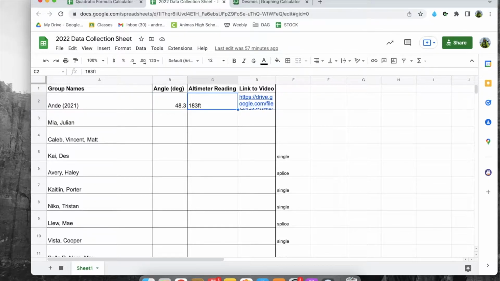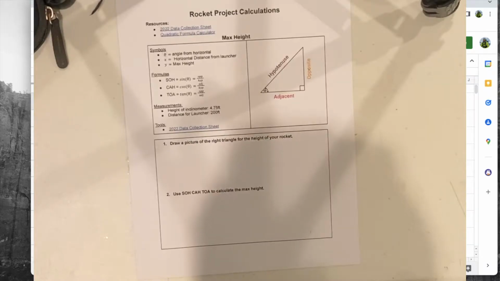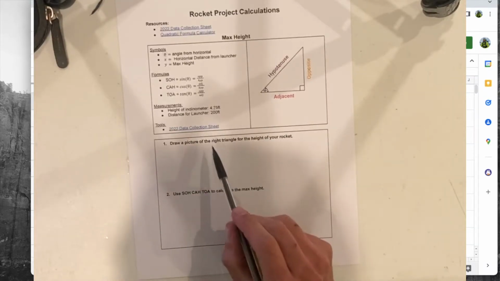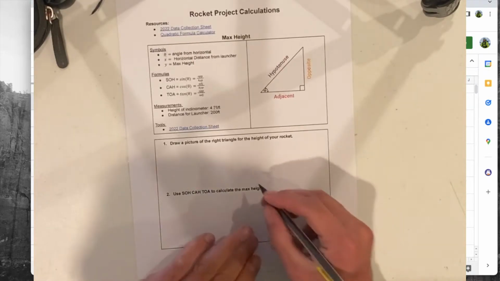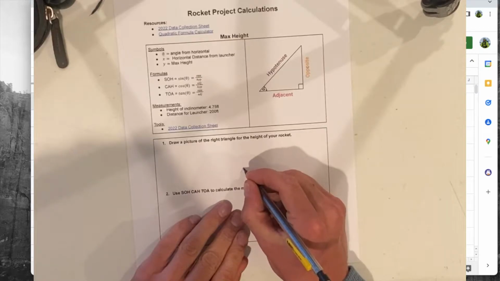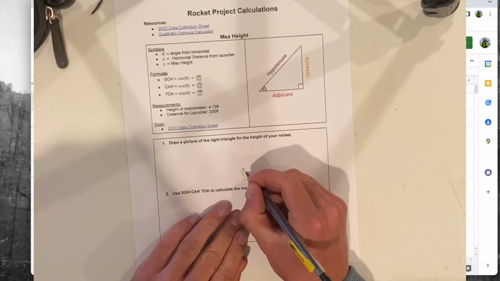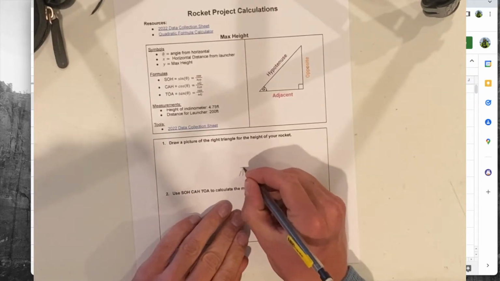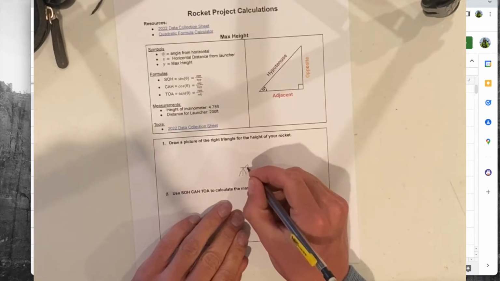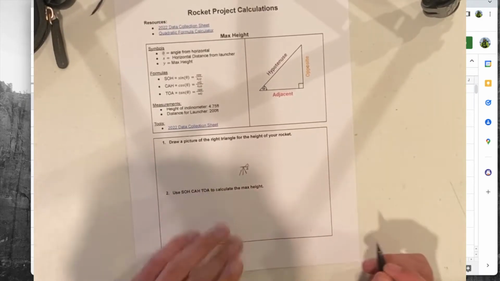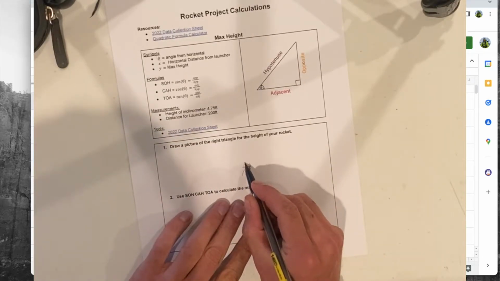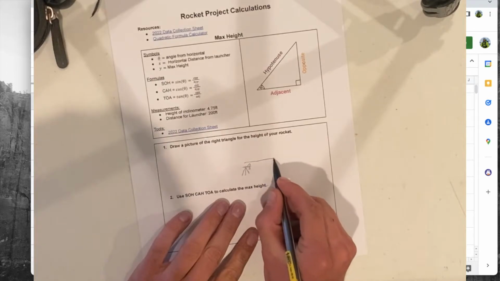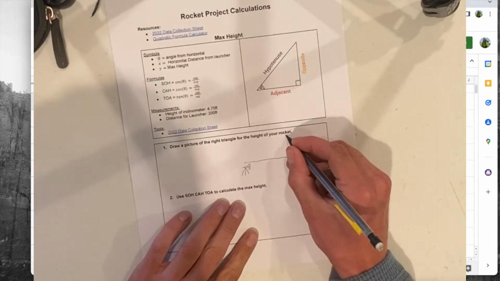So if we go down to number 1, it says draw a picture of the right triangle for the height of our rocket. What I'm going to do is draw the inclinometer right here. This is our tripod, and this is what we actually used to measure the height of the rocket. And I'm going to draw my right triangle from here. Here is my right triangle.